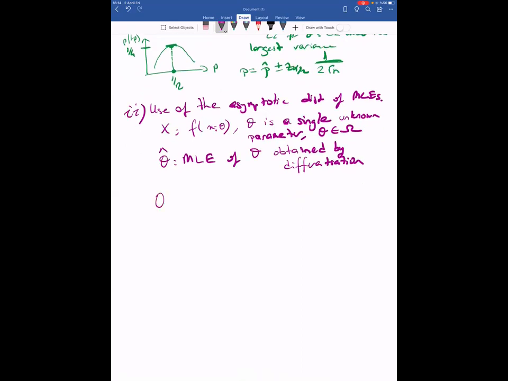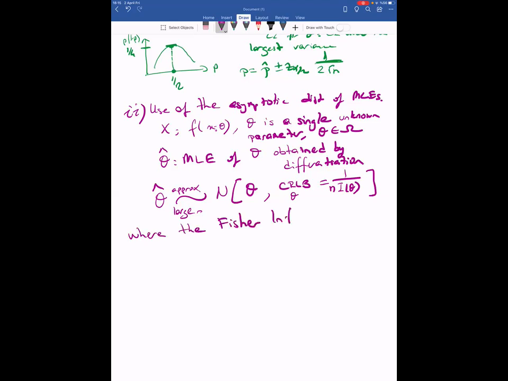Okay, then under this condition, we can find the asymptotic distribution of the MLE for large n as normal, with mean theta and the variance equal to the Cramer-Rao lower bound for theta, which is 1 over n times the Fisher information, where the Fisher information I(theta) equals minus the expectation of the second derivative of ln f(x; theta) with respect to theta squared.